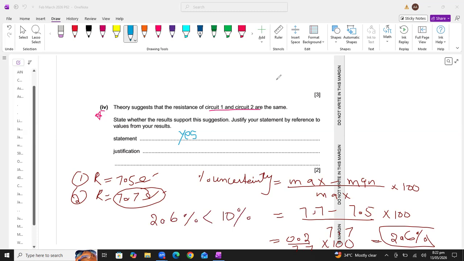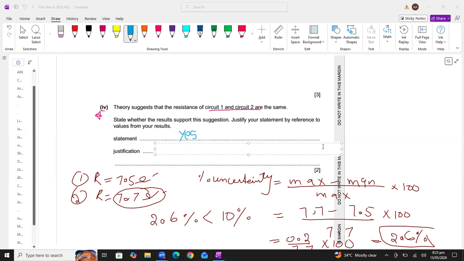This 2.6% is less than 10%. It means that these two readings are correct according to the limit of experimental accuracy. Are you understanding this thing, students? So we can write a statement here.